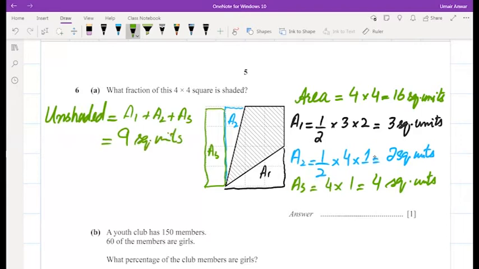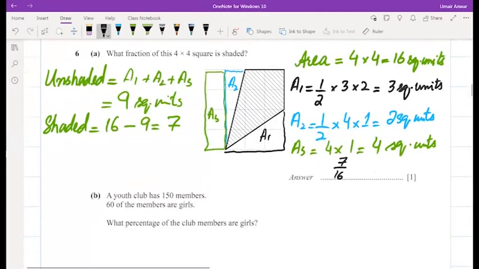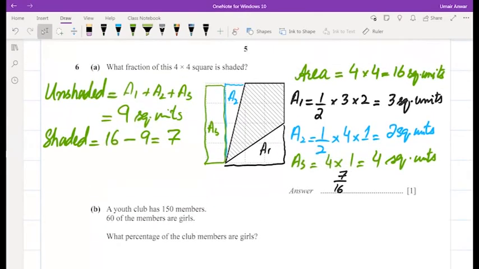After finding this, I can find the area of the shaded portion, and that is going to be 16 minus 9 equal to 7. So for the answer to the question here, we can write the fraction as 7, which is the area of the shaded region, divided by the total area or the total squares, which is 16. So 7 upon 16 is the final answer for this part.